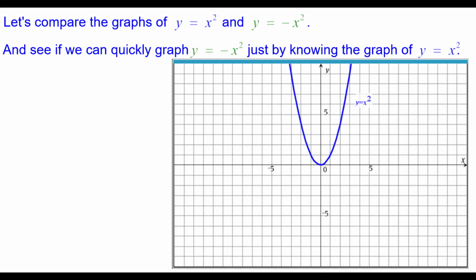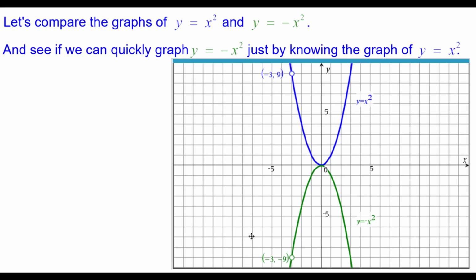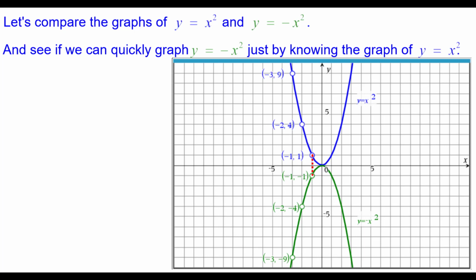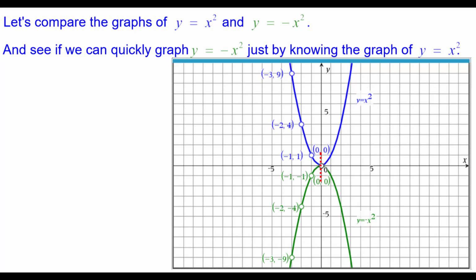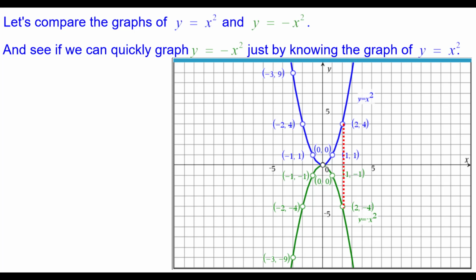So here's our parent function y equals x squared, and here is its opposite, and you can see they are related in some way. And so I'm going to look at these two corresponding points. They have the same x coordinate, but different or opposite y coordinates. Then I'm going to look at these two points and those coordinates, and these two points and these coordinates. And you can pause the video at any time if I'm going too fast. So I'm looking at points and their coordinates, and hopefully you're seeing patterns here.